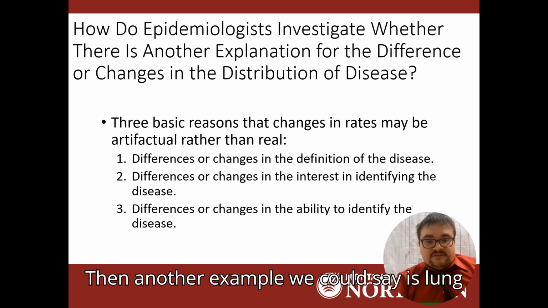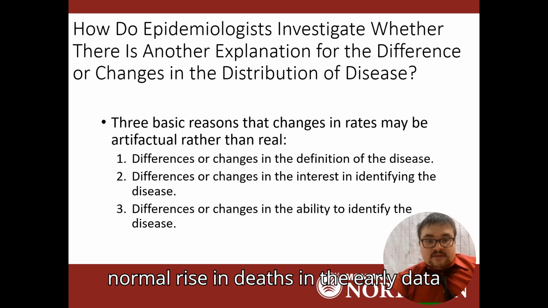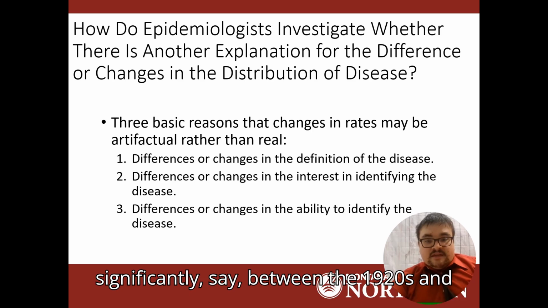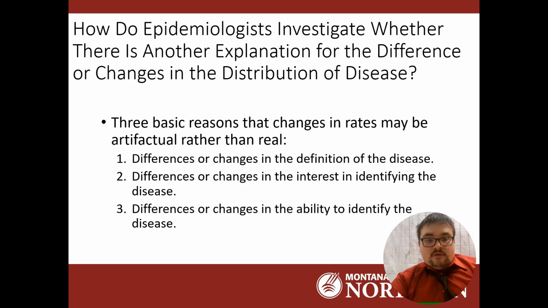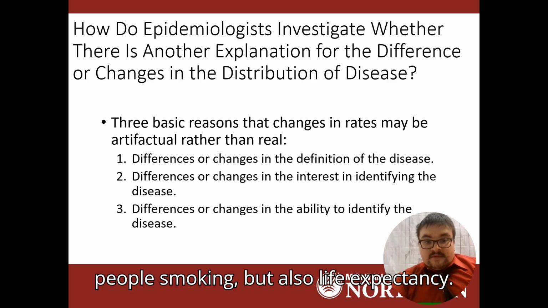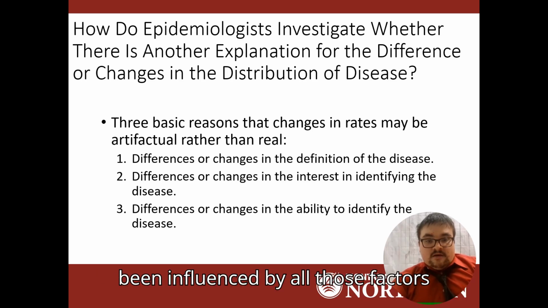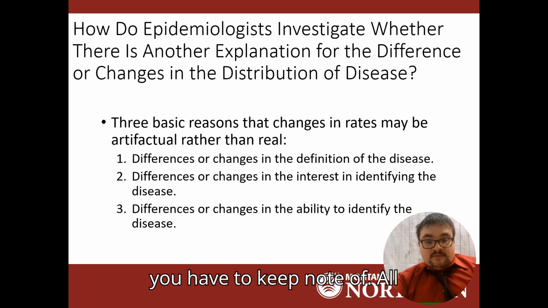Then another example we could use is lung cancer. For this one, say there was a notable rise in deaths in the early data collection. However, what else increased significantly, say between the 1920s and 50s? Population, which means overall deaths, the absolute number of people smoking, and also life expectancy. So this increase in lung cancer may have been influenced by all those factors during that time period. So it's something you have to keep note of.